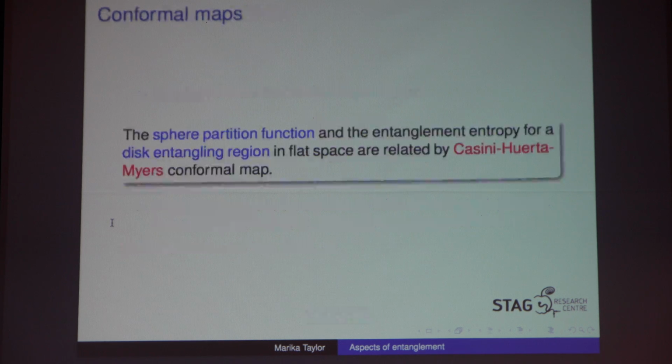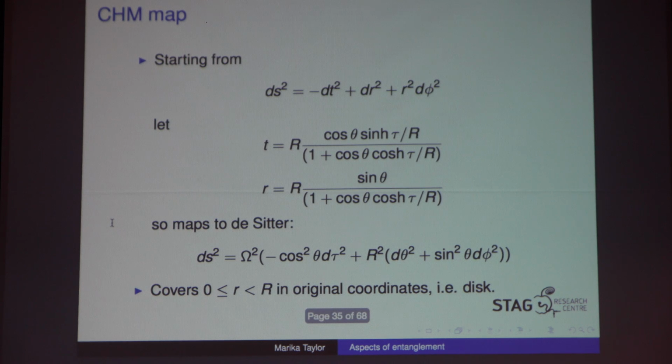Now, what has this got to do with entanglement? Well, the sphere partition function and the entanglement entropy for a disk entangling region in flat space. So we've got a 3-dimensional quantum field theory, 2-dimensional spatial sections. So we take a disk region. These are related to each other, and they're related by the so-called Casini-Huerta-Myers conformal map, which I will tell you about. So let's start with the geometry in flat space.